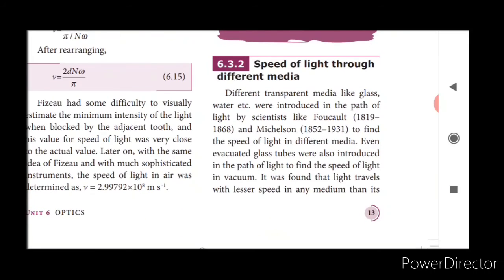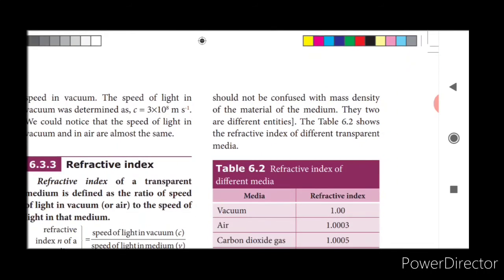Speed of light through the different media. Okay, this was discovered by Foucault. First, different transparent media like glass, water, etc. were introduced in the path of the light by scientists like Foucault and Michelson-Morley to find the speed of light in the different media. Even evacuated glass tubes were introduced in the path of light to find the speed of light in the vacuum. It was found that light travels with a lesser speed in any medium than its speed in the vacuum. So in the vacuum it is 3 into 10 power 8 meter per second, but when it enters into the medium, the speed of the light decreases.